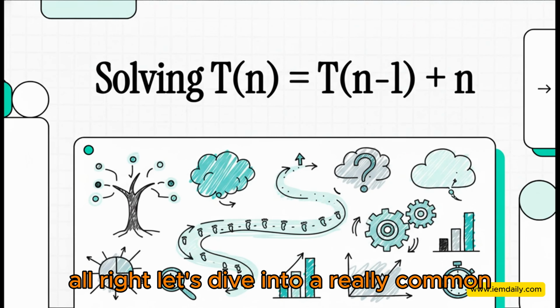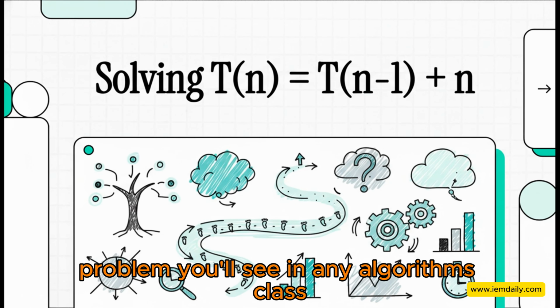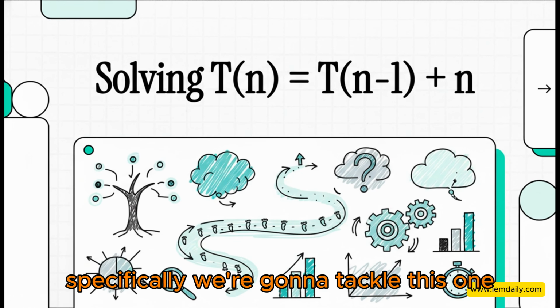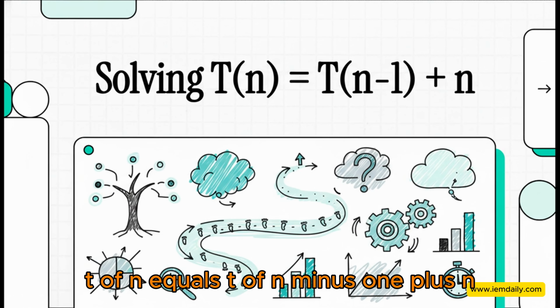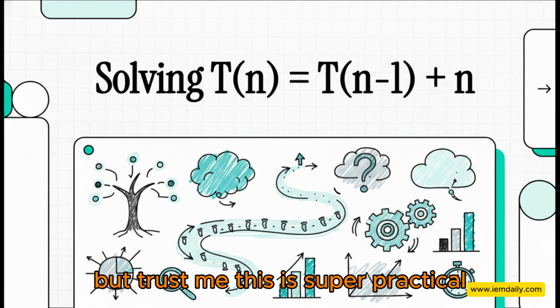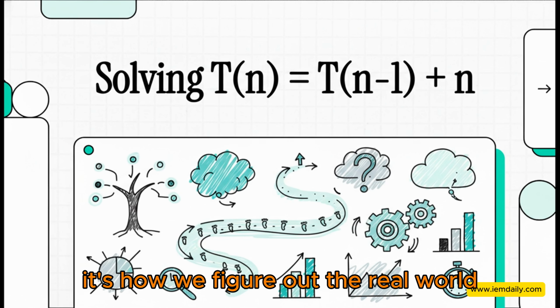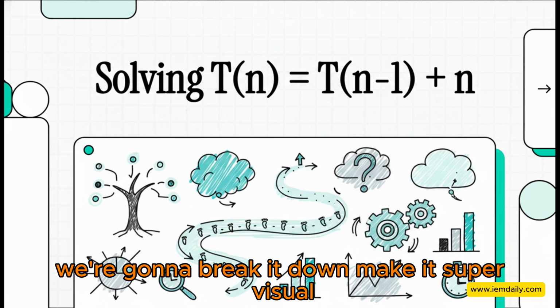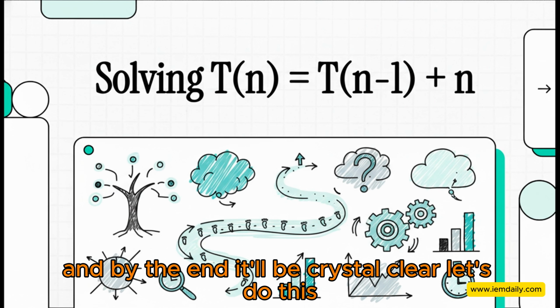All right, let's dive into a really common problem you'll see in any algorithms class, solving recurrence relations. Specifically, we're going to tackle this one, T(n) = T(n-1) + n. Now, I know it looks like just a bunch of math, but trust me, this is super practical. It's how we figure out the real-world cost of our recursive code. We're going to break it down, make it super visual, and by the end, it'll be crystal clear.